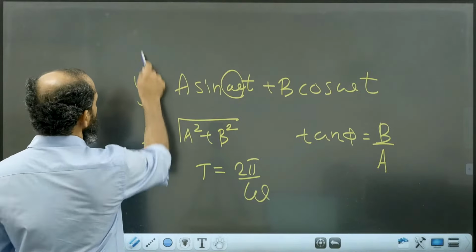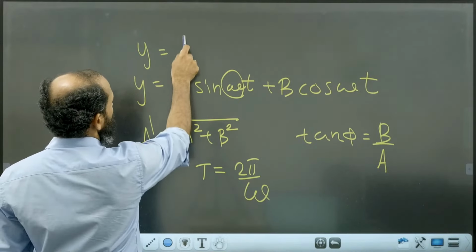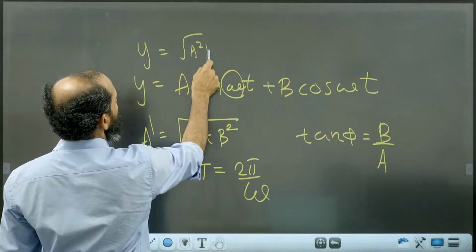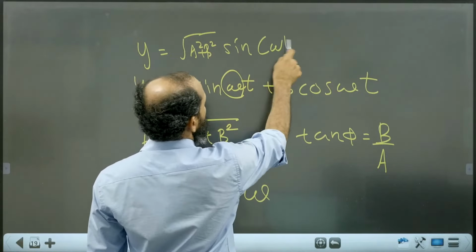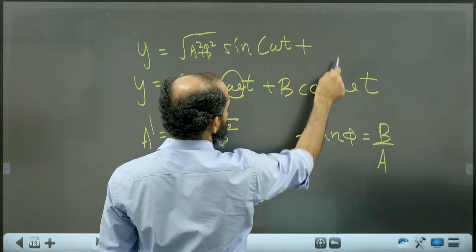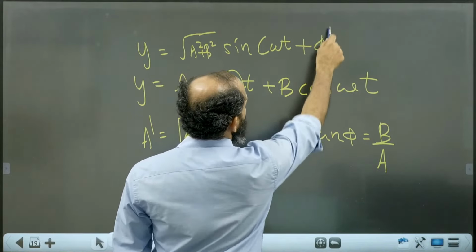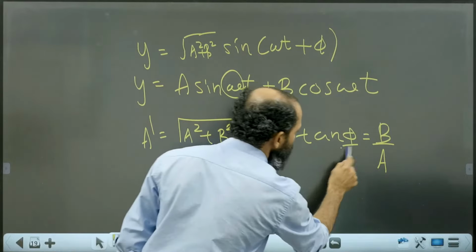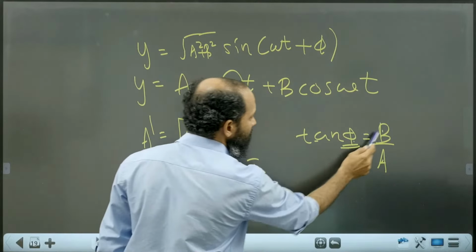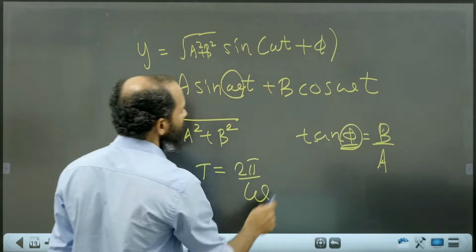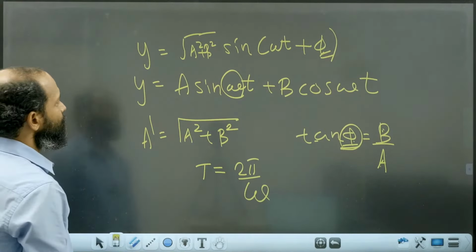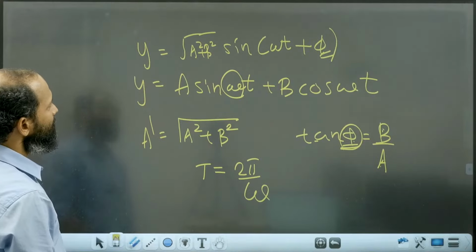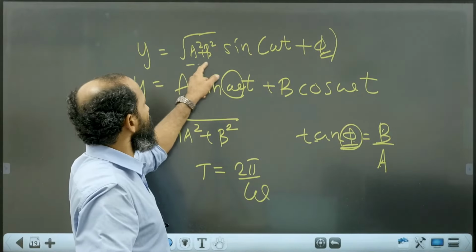It can be also expressed as root of A square plus B square into sin omega t plus phi, where tan phi is equal to B by A. In that way, with tan phi equal to B by A, you can find out the value of phi, substitute here, and then you can get the equation for that simple harmonic motion. That simple harmonic motion has a different amplitude.